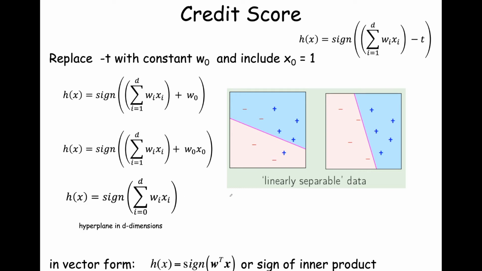In vector form, we observed that this new augmented weighted sum, starting at index 0, is the same as the inner product, W transpose X, where W is our augmented weight vector, augmented with W0, and X is our augmented feature vector, augmented with X0.